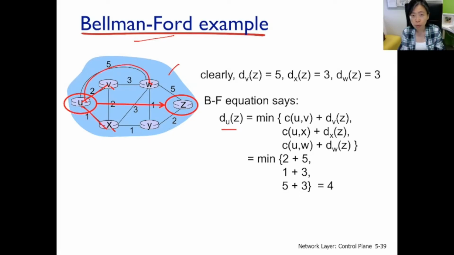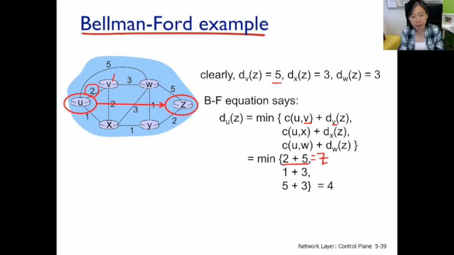v will need to report the distance from v to z, and that is the entry here. x will have to report the shortest distance from x to z. Same for w to report the shortest distance from w to z. And then we can begin the calculation. We'll go through all three neighbors one by one. Let's take the first neighbor v. The link cost from the source to v is 2, and dvz is 5. So we have 2 plus 5. From u to z through v, the cost is 7.